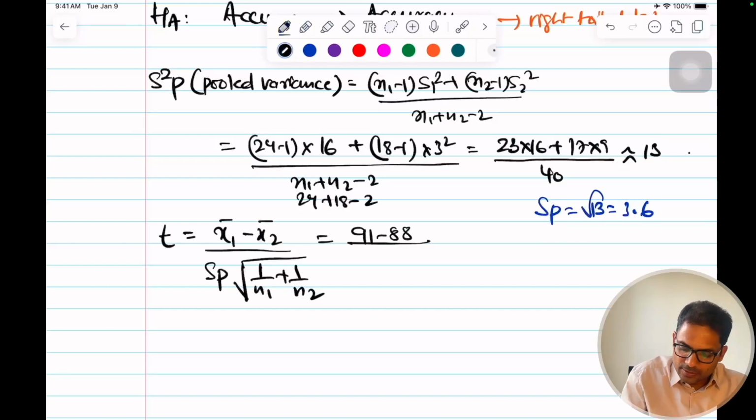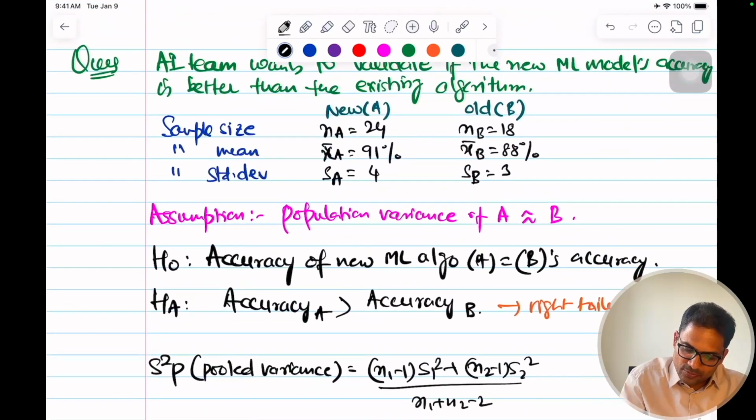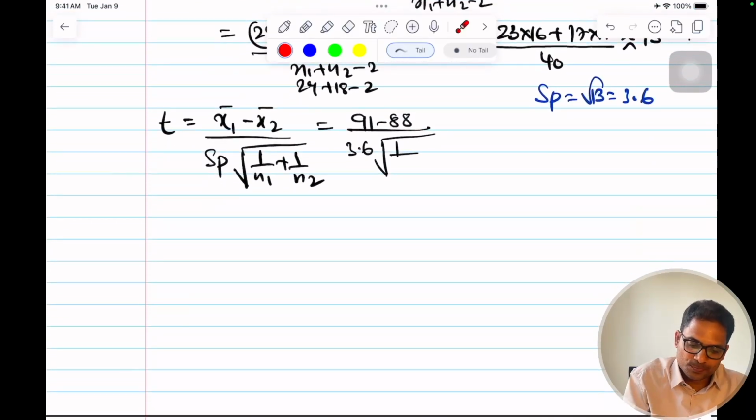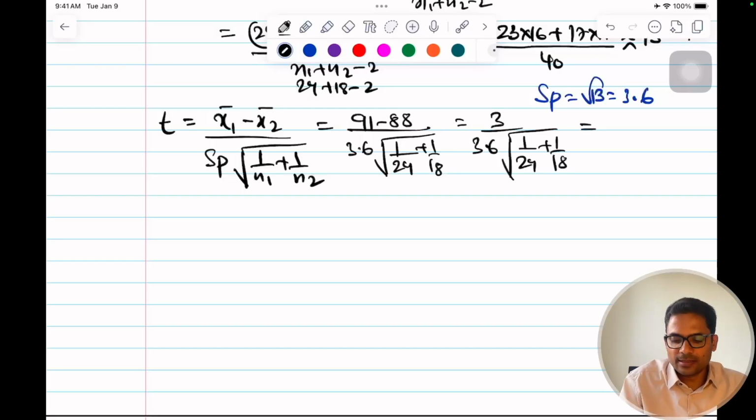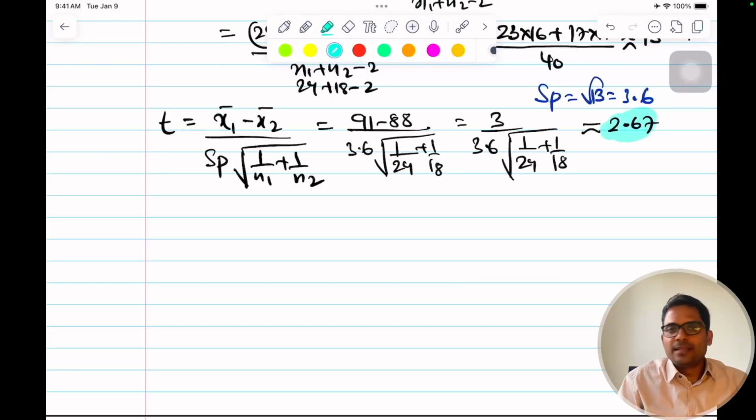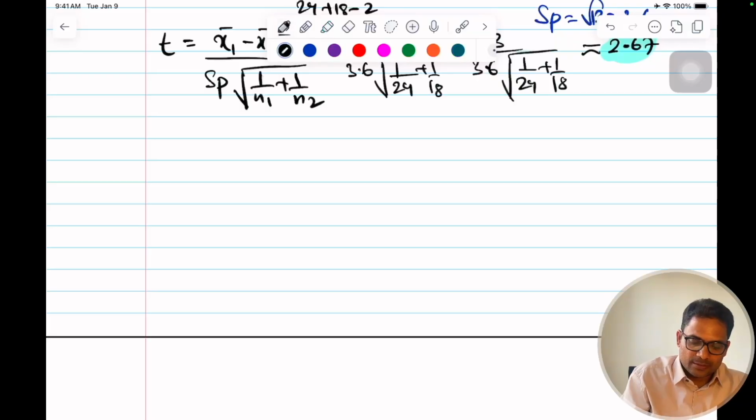Just check that again. So 3 by 3.6 into square root of 1 by n1 plus 1 by n2, where n1 is 24 and n2 is 18. So 1 by 24 plus 1 by 18. If you compute this finally, this will come out to be approximately 2.67. Do the math, this is simple, you can do it. The main thing is the idea, so I won't do the maths.